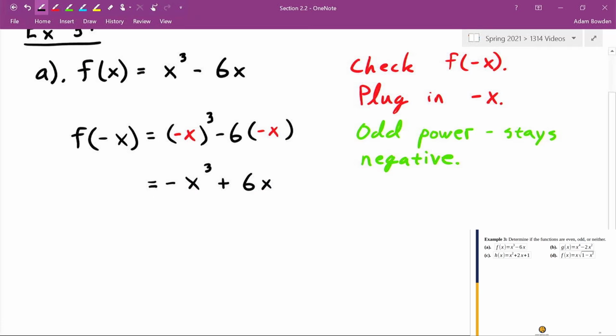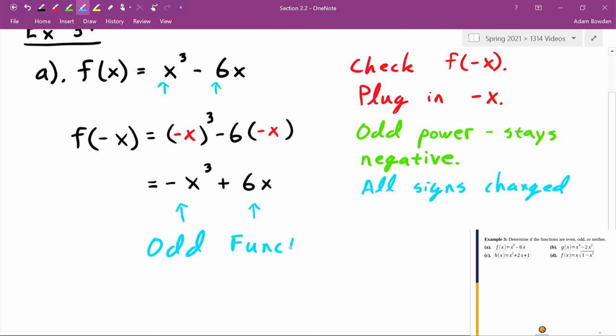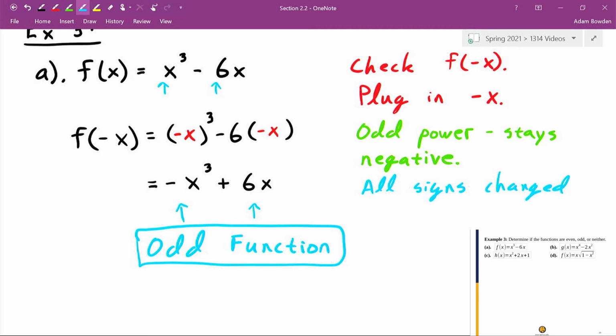And so what we notice here is that this function now has a negative x cubed and a positive 6x. If we compare that to the original function, we notice that all the signs have changed. And since all the signs changed, that's one indicator of this being an odd function. So after plugging in negative x, noticing that everything changed for the signs, we can make that conclusion of an odd function.